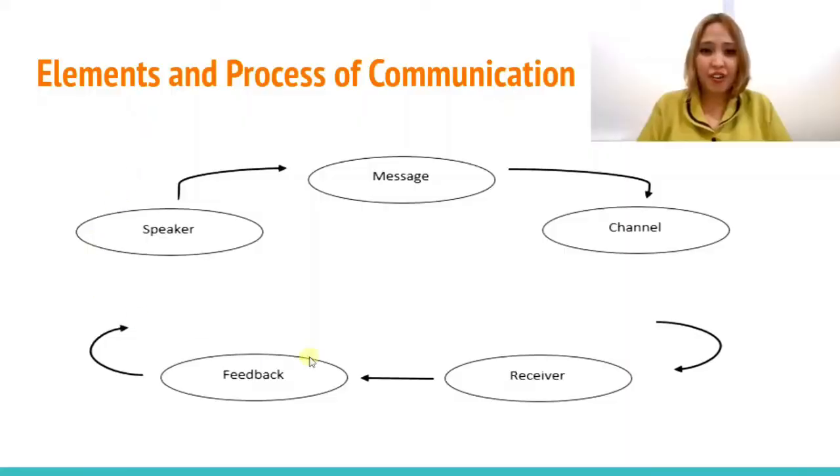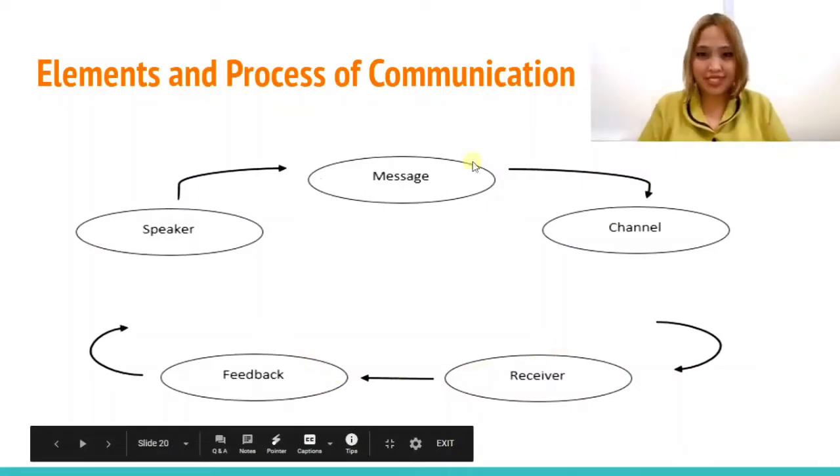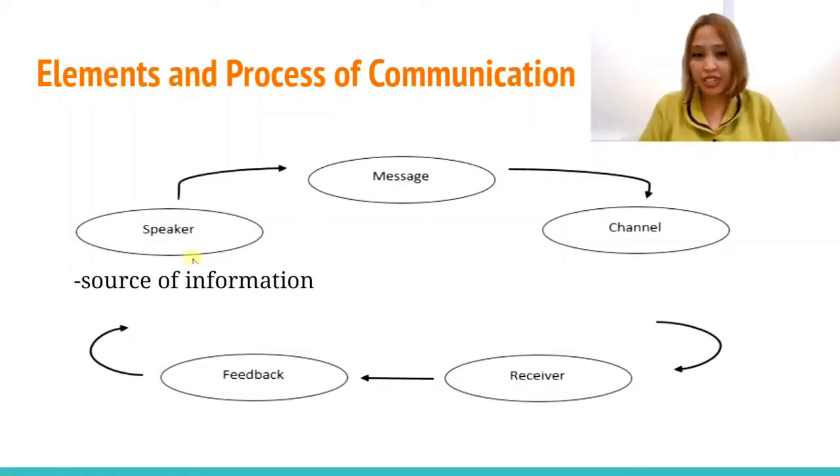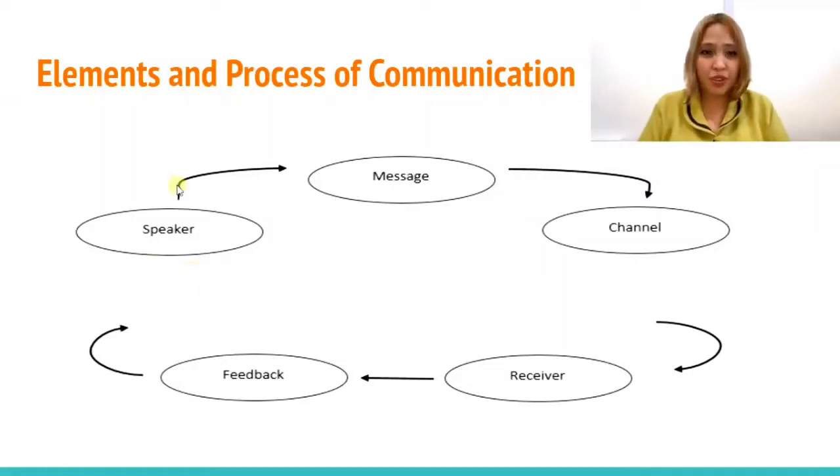You can see there are 5 different elements. First is the speaker. When you say speaker, it is the source of information. There will never be communication that will take place without the speaker. So when the speaker tries to send something, that something is called the message. When you say message, it is the idea being transmitted by the speaker.